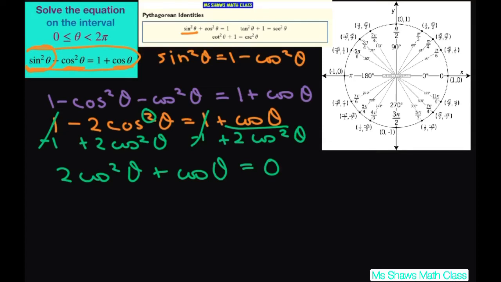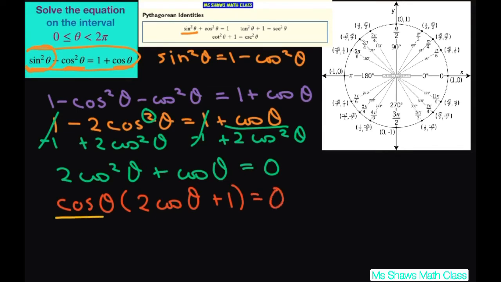Now we're going to use our greatest common factor and factor out a cosine. So we have cosine theta, and this is going to give us 2 cosine theta plus 1 equals 0. All right, so now we just solve for our theta as usual.